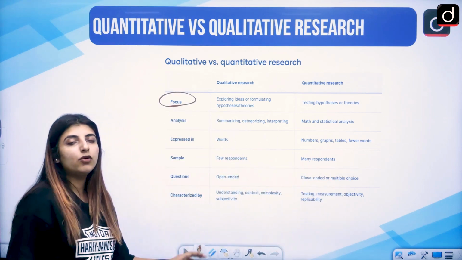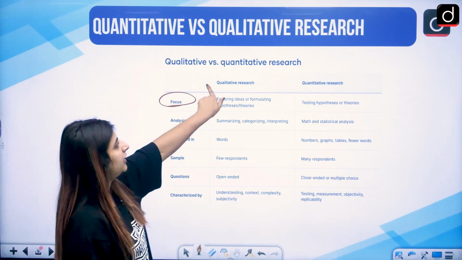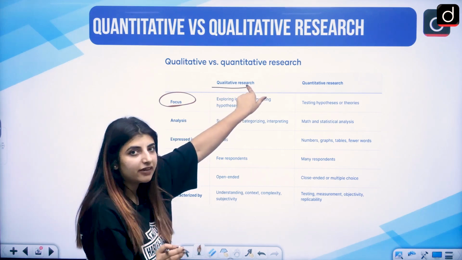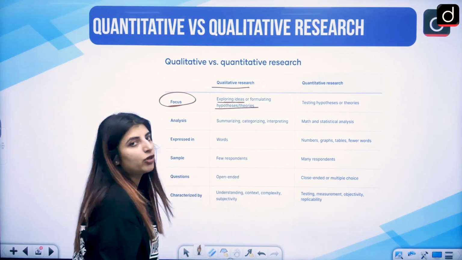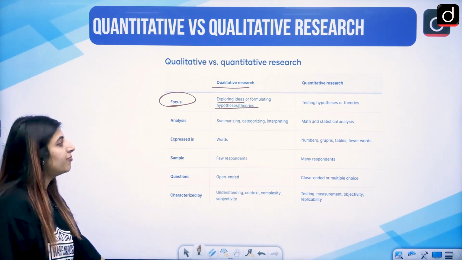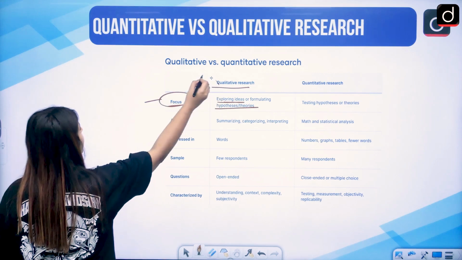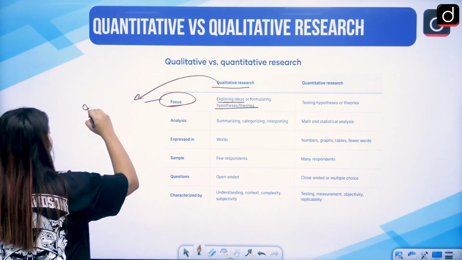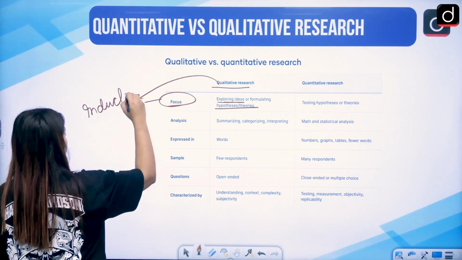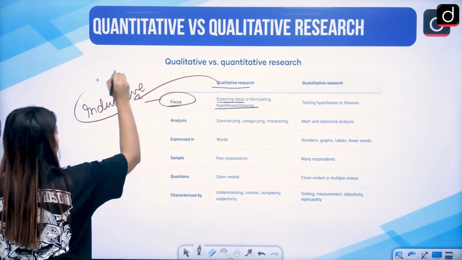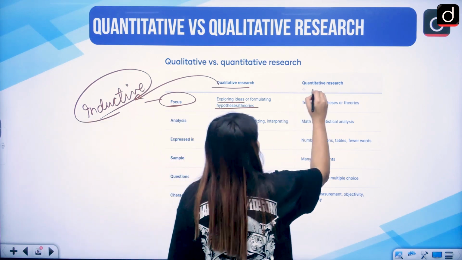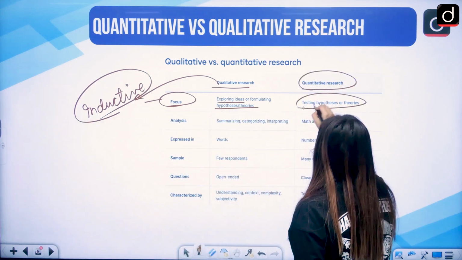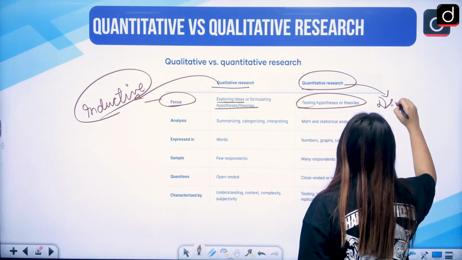Now come here and see these very things that I want you all to focus on. What is the focus of these two types of research? In qualitative research, which is subjective in nature, exploring ideas, formulating hypotheses and theories, which means that this qualitative research is inductive in nature. Write these pointers down, of course, right? And quantitative research is going to test, hence it is deductive.